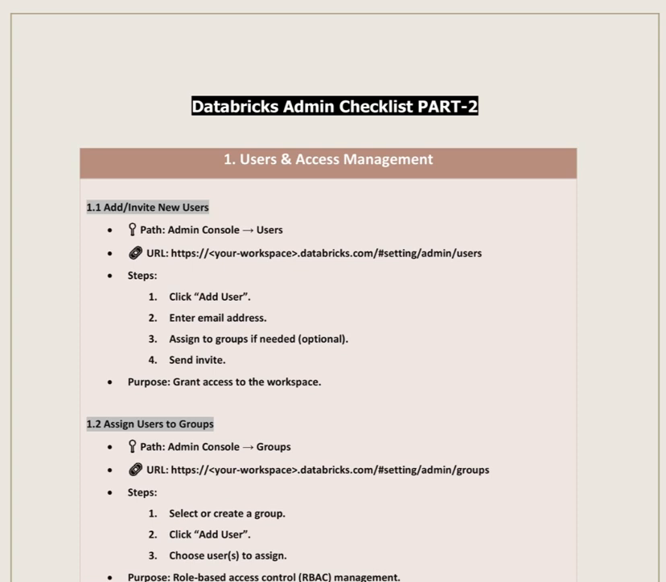Be really careful running VACUUM with a short retention period, say, less than 7 days, like the example, on tables that are actively being written to by Spark streaming jobs. Why? What happens? Streaming jobs use checkpoints to remember which files they've already processed. If VACUUM deletes files that the stream's checkpoint still references, boom, your stream fails. And it might be hard to recover without losing data or reprocessing a lot.